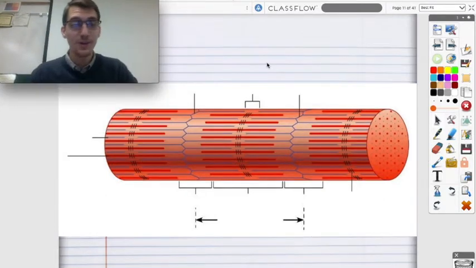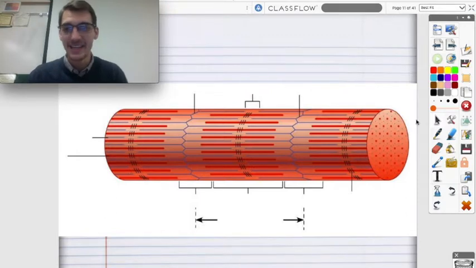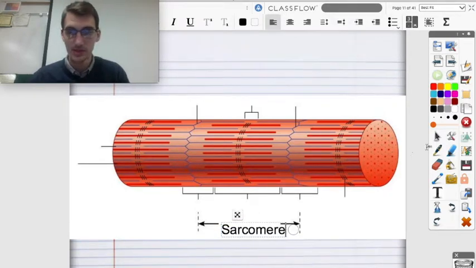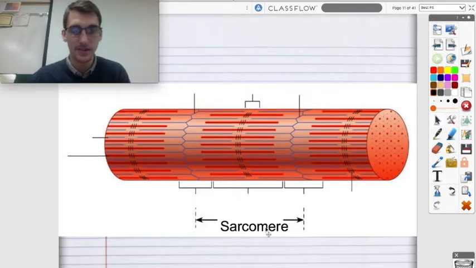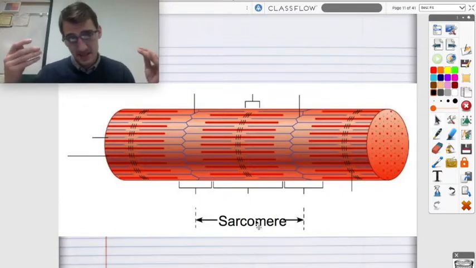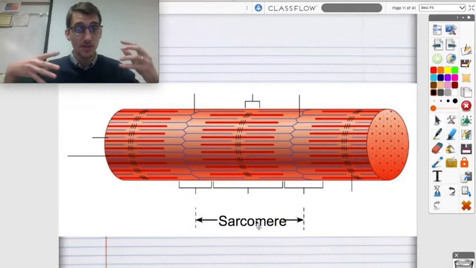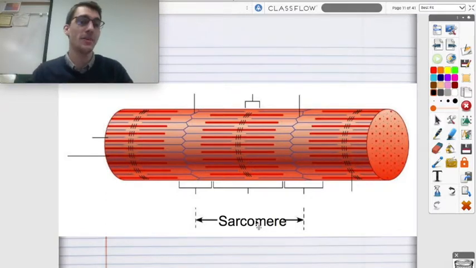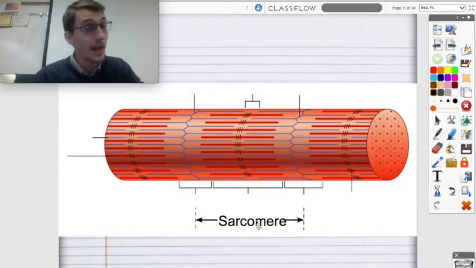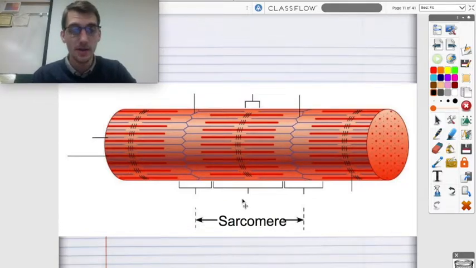So let's label our sarcomere, everybody. As I had mentioned before, this is an individual unit for contraction. So this whole stretch is called the sarcomere. Now I know this looks like some kind of weird abstract art, but this is the individual unit of contraction. These are proteins that are going to be sliding past one another through the sliding filament model to allow your muscles to contract. All right, so this is called a sarcomere.